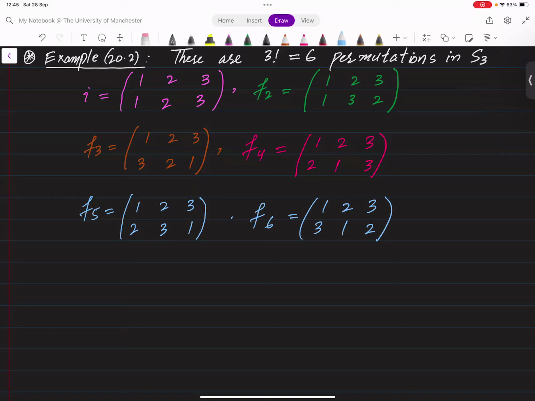Now notice that I is the function that sends everything to itself. We call it the identity function. Now for any set S, the identity function is a permutation of S, which we call the identity permutation. Okay, perfect. Now let's talk about the composition of permutations.